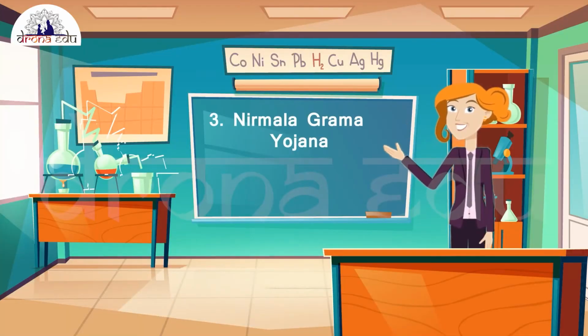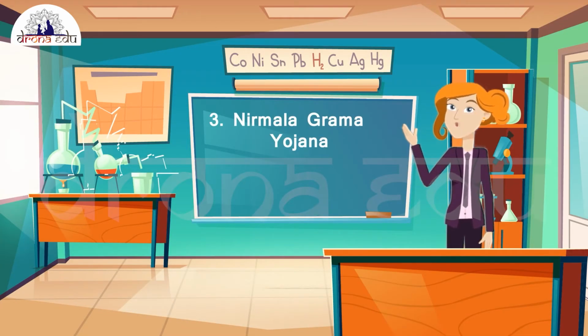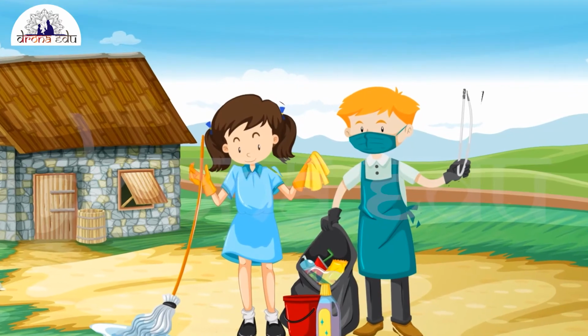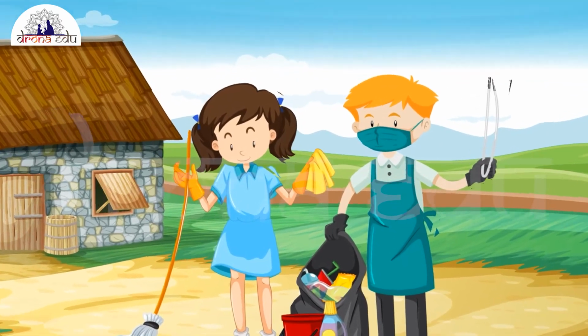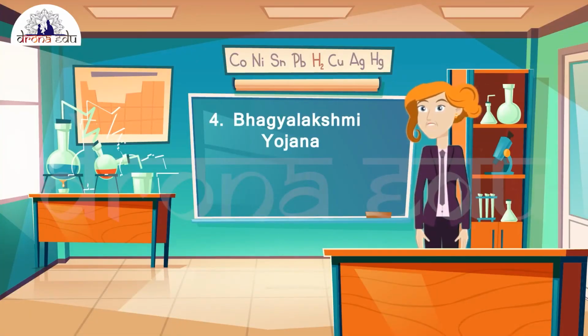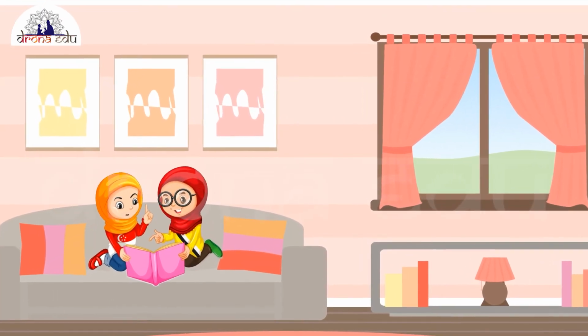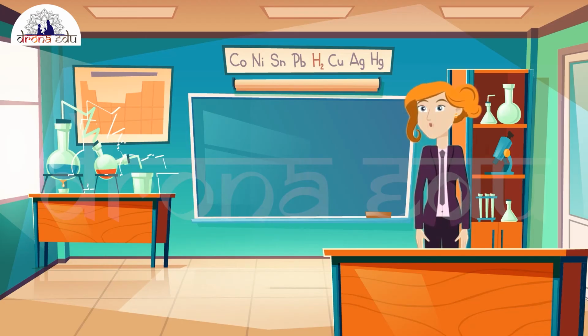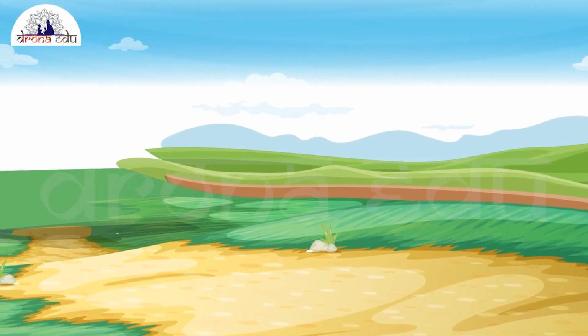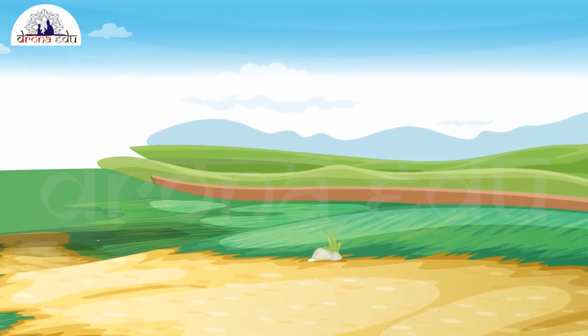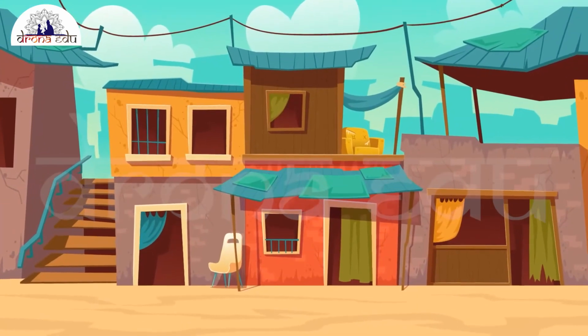Third one is Nirmala Gram Yojana for the cleanliness of villages. Fourth one is Bhagya Lakshmi Yojana for the better future of girls. Fifth one is Ashray Yojana to provide free sites and grants and loans to build houses for the poor.